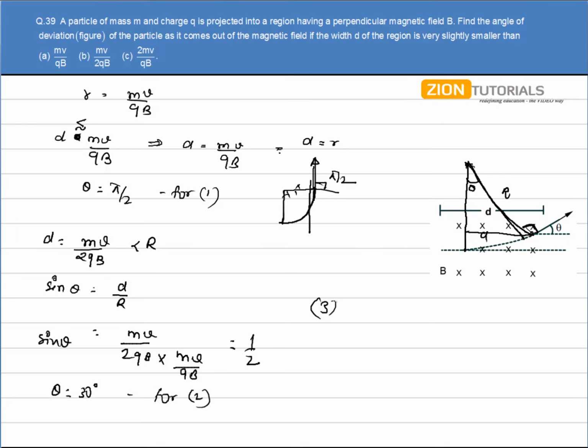And in the third part, it is given that d is equal to 2 times mv by qB. So it is 2 times the radius, so it will be a scene like this: let's say this is my magnetic field, this is the width d. So if the particle is projected from here, then it will easily complete its quarter, it will come back and go straight from here. So the angle of deviation will be equal to 180 degrees. That is the answer.